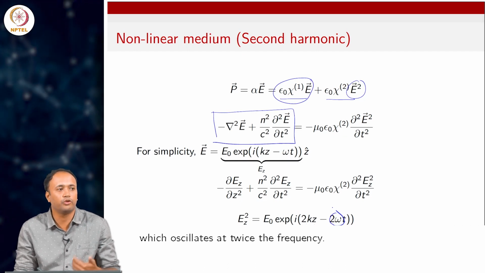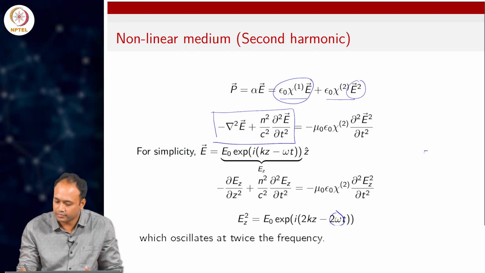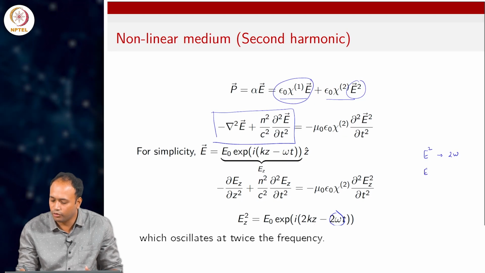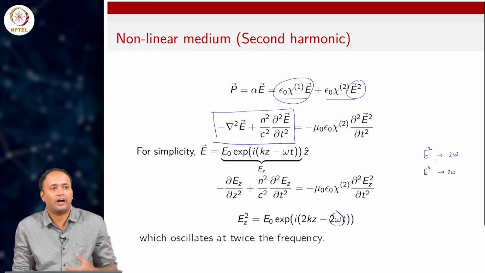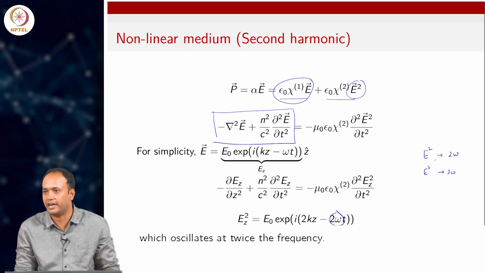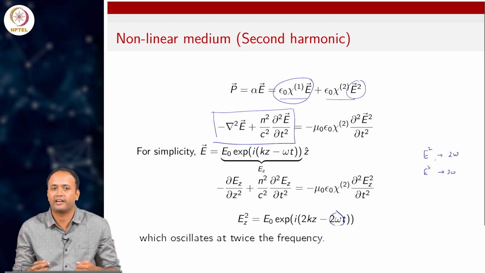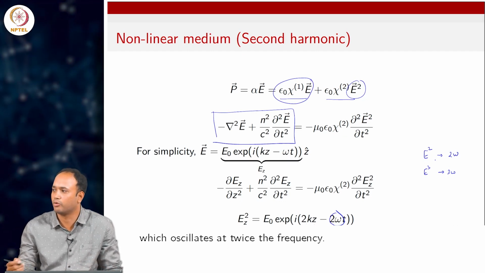Now if I have an E cube term, then that would generate a 3 omega term. So E square generated a 2 omega term, E cube would generate a 3 omega and so on, right? So this is how the second harmonic, third harmonic enters into this wave equation, and as the field propagates through the medium, it starts collecting field which is not oscillating at omega but at 2 omega, 3 omega and so on.